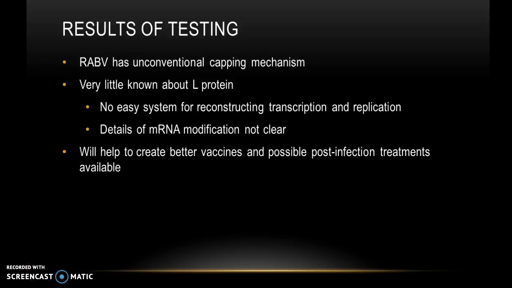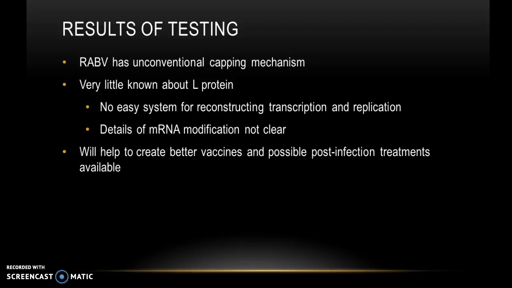The results of this testing showed that the rabies virus has an unconventional capping mechanism and that very little is known about the L protein. There is no easy system for reconstructing transcription and replication, and the details of the replication and mRNA modification are not clear. However, through this testing, we did find out why and how the street rabies virus is able to hide from our antibodies in our immune system, and that will help us create much better vaccines and possible post-infection treatments as well.